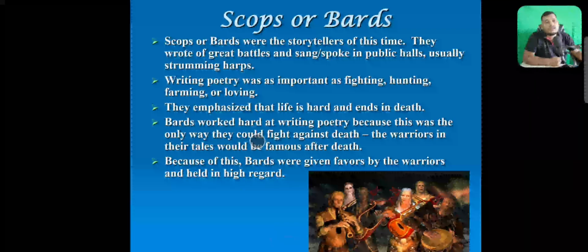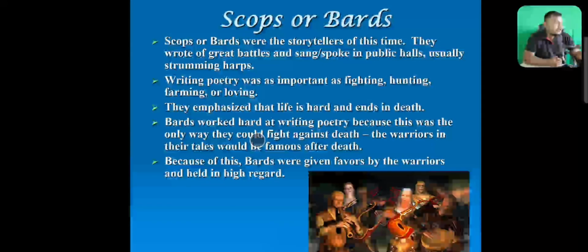So we can say that in the time of the Anglo-Saxons, the writing of stories and writing of any kind became a most important point. They emphasized that life is hard and ends in death. We know life is hard because we are letting go of our life. It's very hard to live in this era, and we know that our life ends with death.